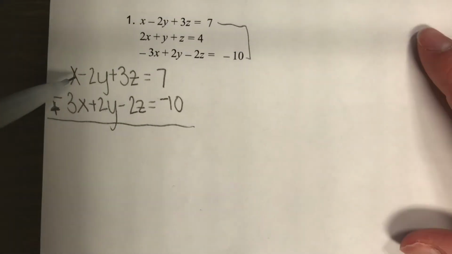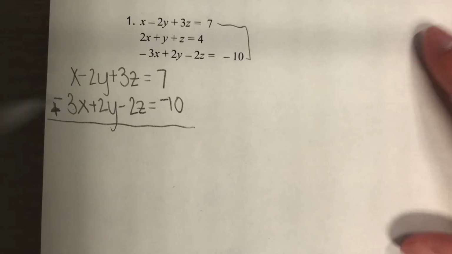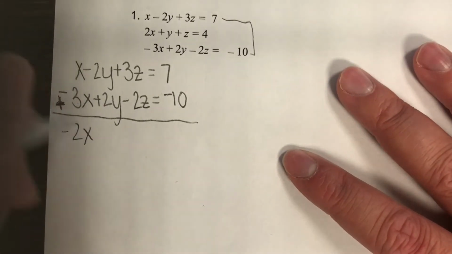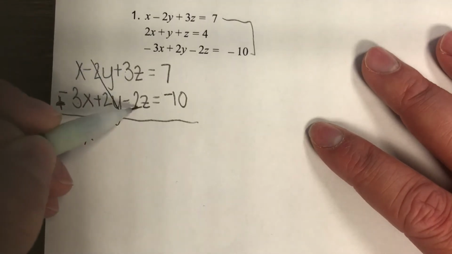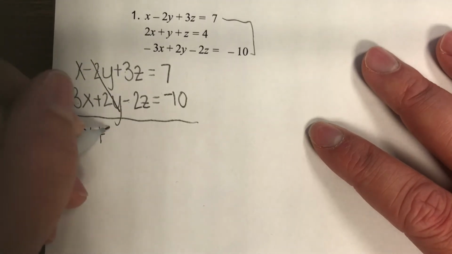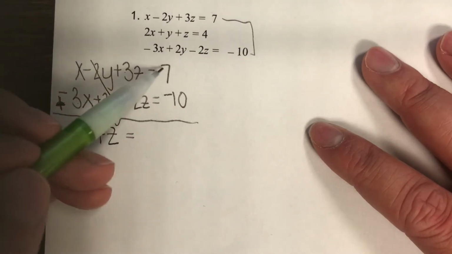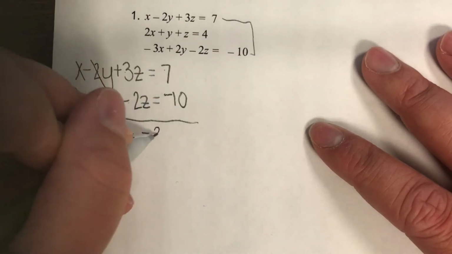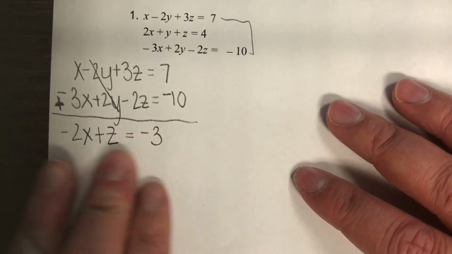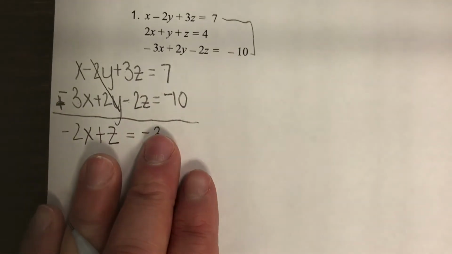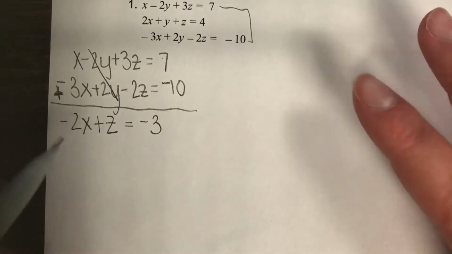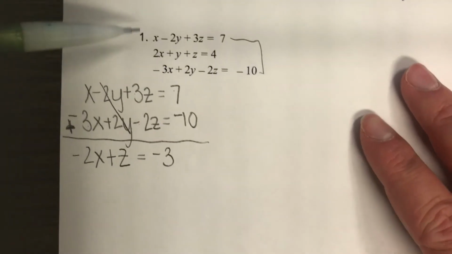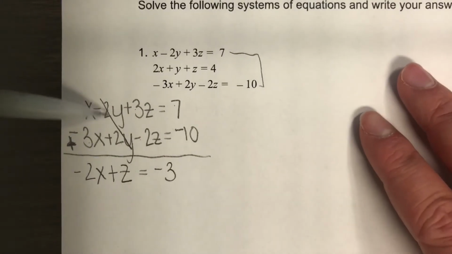So now I'm going to add down. X minus 3x is negative 2x. The y's are going to cancel, and then 3z minus 2z is going to be positive z. And then 7 minus 10 is negative 3. So now I have this equation set. I'm going to stop on that one and do another equation that has x and z, so then I can put those together later.